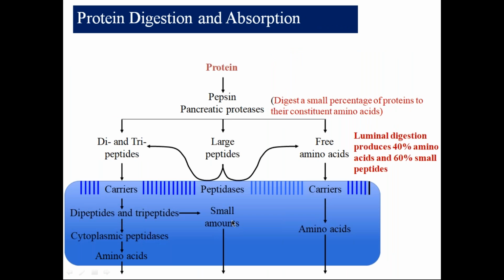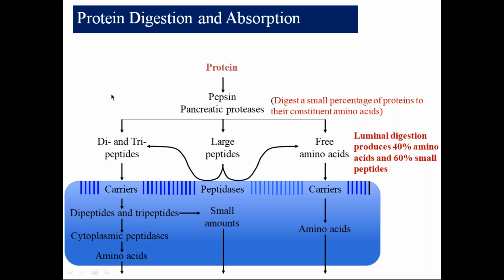So these proteins are digested into di and tripeptides, large peptides and free amino acids. Luminal digestion produces 40% amino acids and 60% small peptides, and then these are digested further by the brush border enzymes which are present. Those are the peptidases. Or they can be carried directly in the form of di and tripeptides into the enterocyte, digested further by the cytoplasmic peptidases, and then absorbed as amino acids.